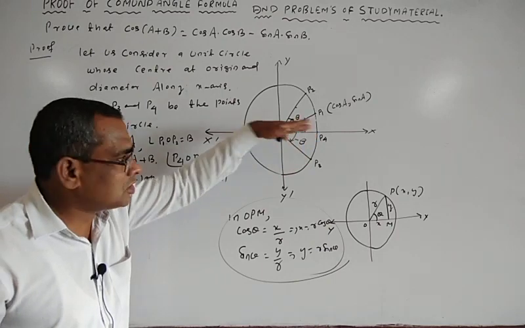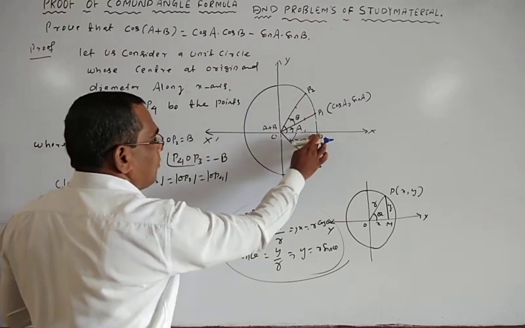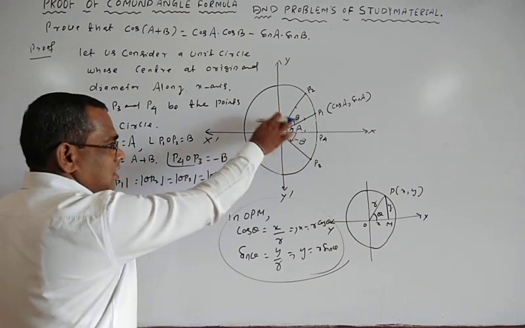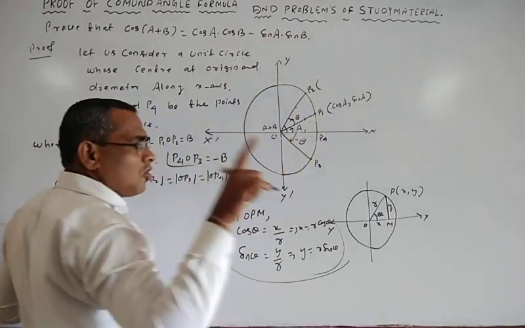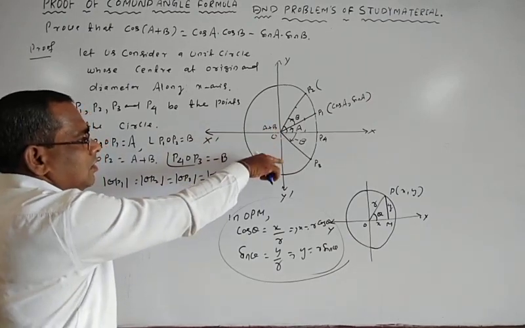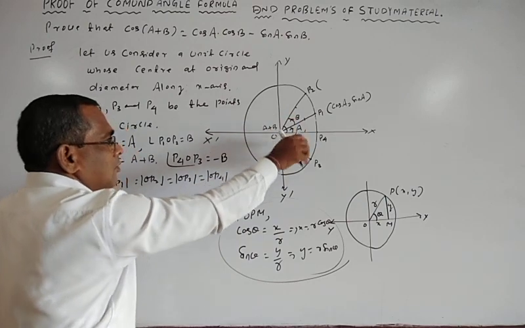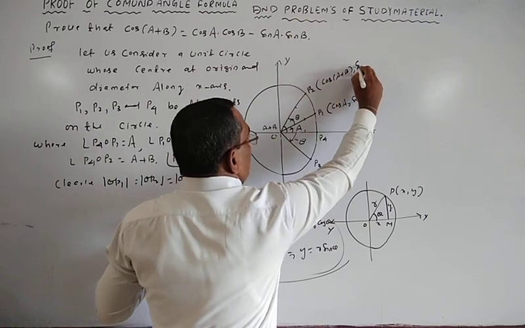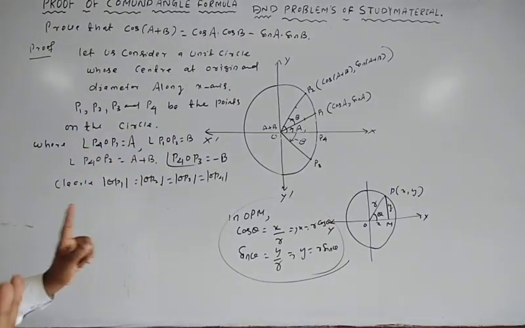OP4 coincides with the x-axis. This is the line on the x-axis. That means the angle of OP2 is A plus B. So the coordinate of the point P2 is r cos theta, comma r sin theta. R means 1, but here theta means A plus B, because this angle is A and this angle is B. The total angle is A plus B. So this is equal to cos of A plus B, comma sin of A plus B. Okay, do you understand? Okay, next.